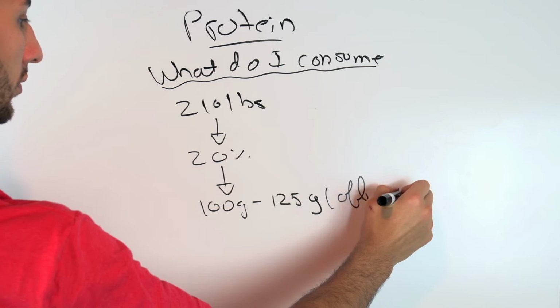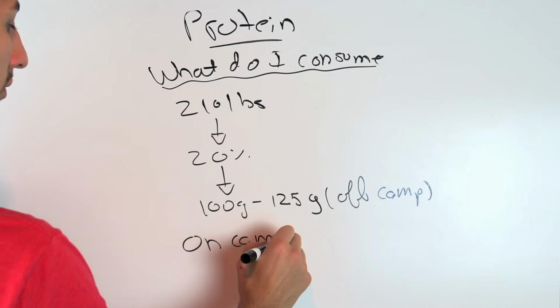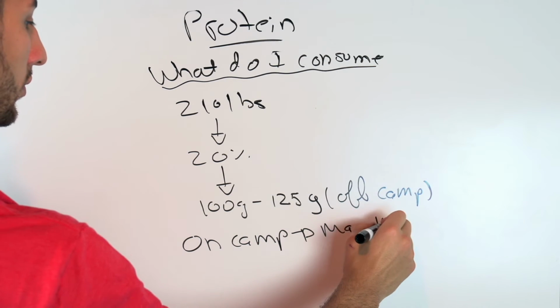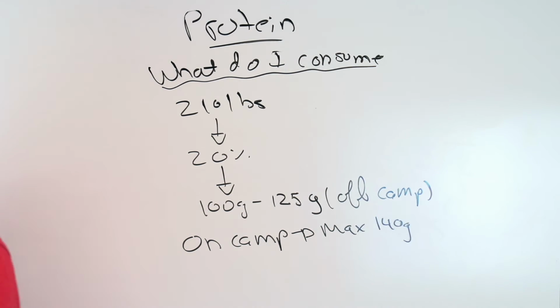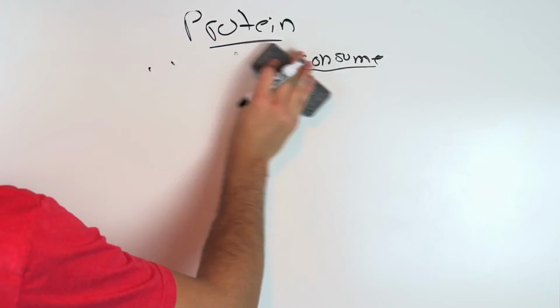Now, I'm currently 210. About 20% of my calories come from protein, which equates to 100 to 125 grams around when I'm off camp. So, I hope that was helpful, guys.